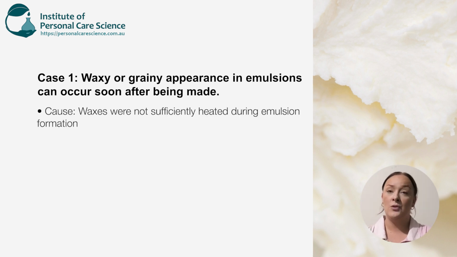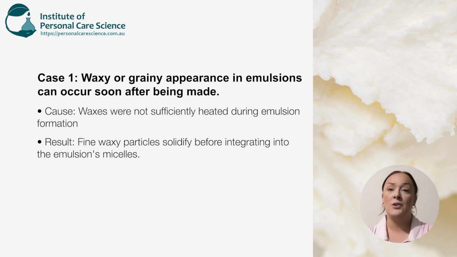This is when you haven't heated your water and oil phase hot enough before combining. So it may mean that your water phase was not quite to the same temperature as your oil phase. So when you've added it into your water, it means that your waxes in your oil phase have solidified. This is preventing it from then becoming homogeneous.